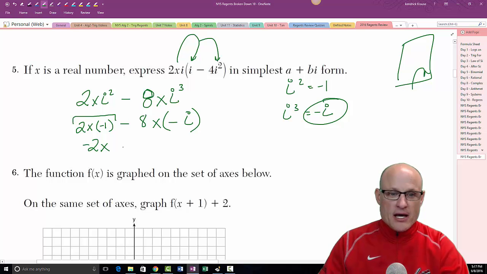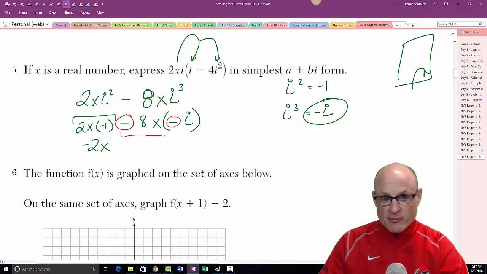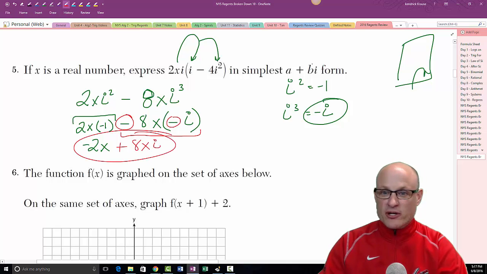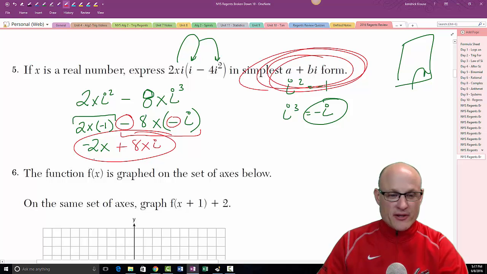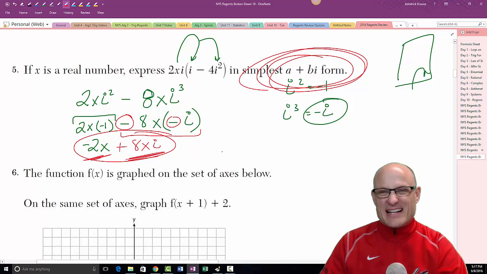-2x. Now this negative and this negative make a positive, because all this stuff here is being multiplied. So plus 8xi. Now when it says put in a plus bi form, it should be the thing without the i first and the thing with the i second.